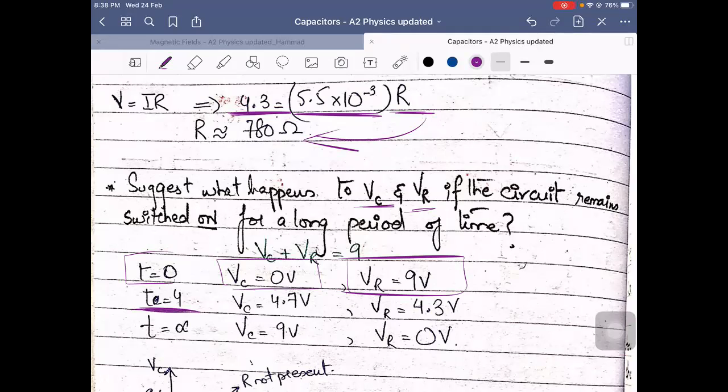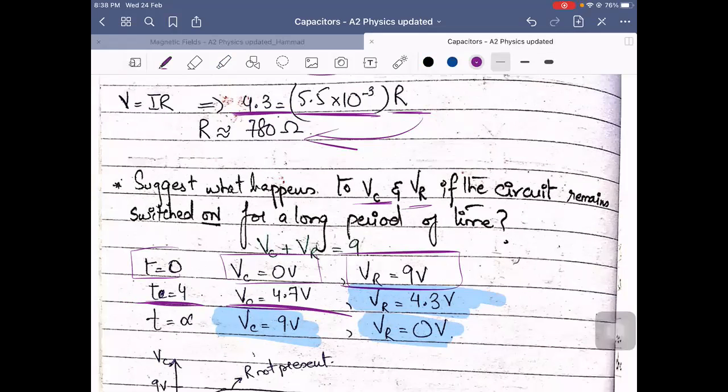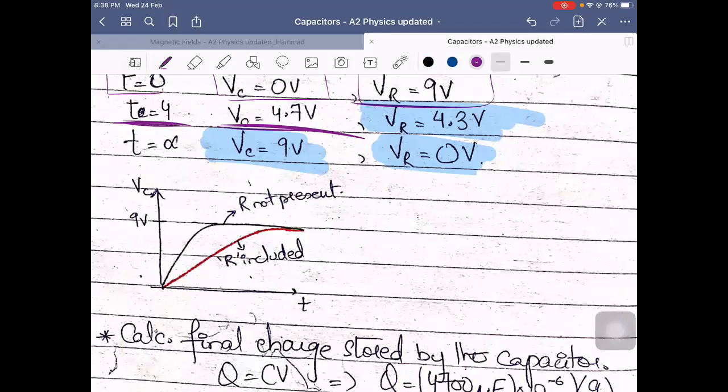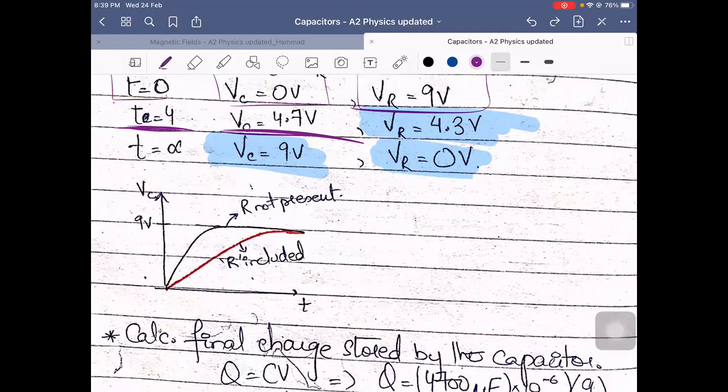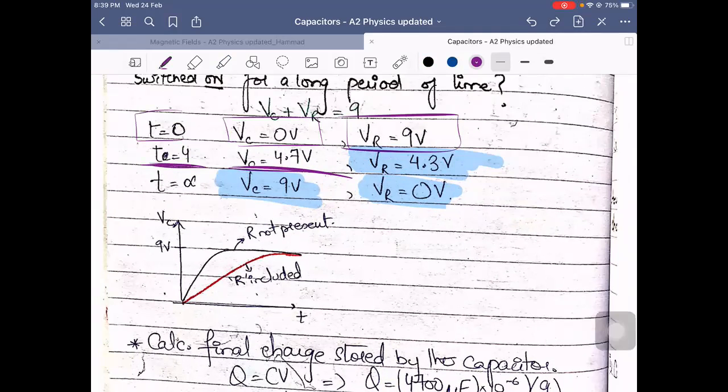As time proceeded, the capacitor started to charge, whereas we worked out from the calculation that the resistor had 4.3 volts. Finally, all of the voltage is consumed by the capacitor during its charging, whereas the resistor then has to give up its voltage drop. So simply your graph would somewhat be a curve. If there was no resistance, the time taken to charge the capacitor would have been comparatively lesser. We are assuming that the capacitor gets fully charged and consumes the entire voltage.